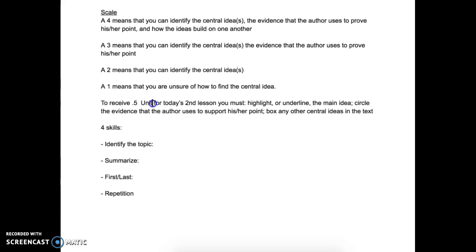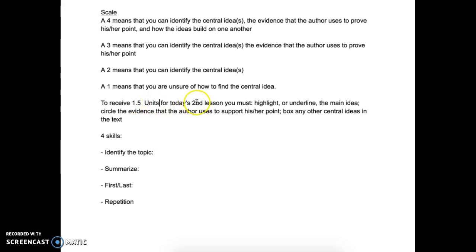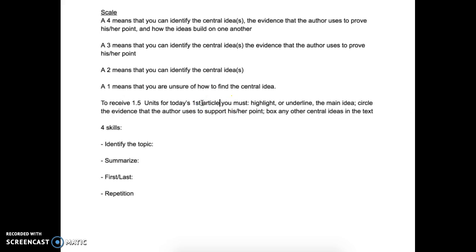To receive 1 unit today, 1.5 because there will be vocab, so 1.5 units today for the first lesson. I gotta make a small adjustment here. For today's first article, you must highlight or underline the main idea. Circle the evidence that the author uses to support his or her point, and box any other central ideas in the text. The 4 skills that are common every week.